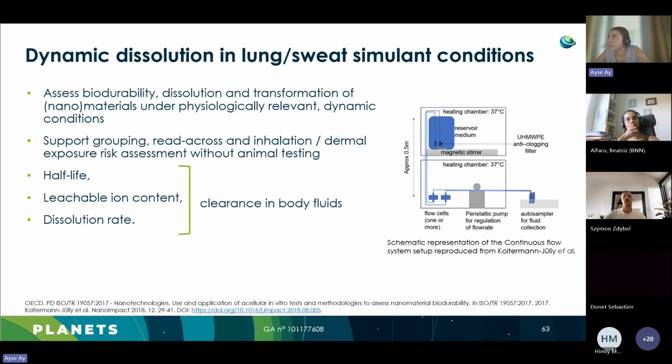And the key parameters that can be defined here are the half-life of the material, the release, the leachable ion content, or the dissolution rate of these materials. And hence, we are seeing if these materials are cleared from the body fluids or not. And overall, this test can bridge the gap between intrinsic material properties and realistic scenarios, making it highly relevant for the safety assessment.